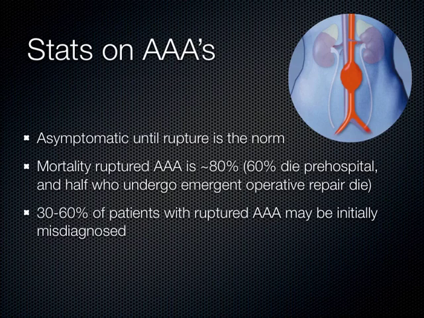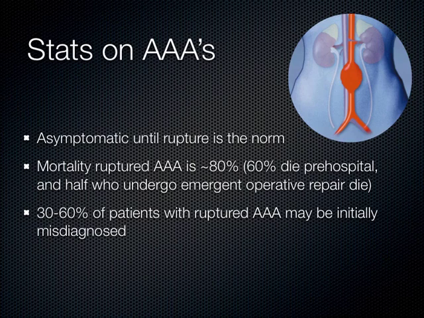Now, the problem with these AAAs, abdominal aortic aneurysms, is that they can be asymptomatic right up until the moment they rupture. You know who had one? Rodney Dangerfield. Did you know that? Yeah, he had a AAA. And he's on all these brochures for AAAs and stuff, like, you know, check your aorta out.